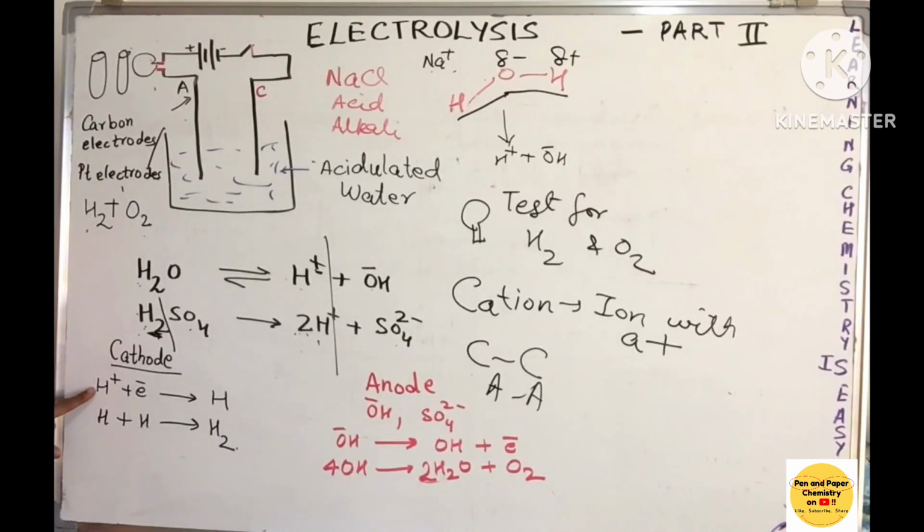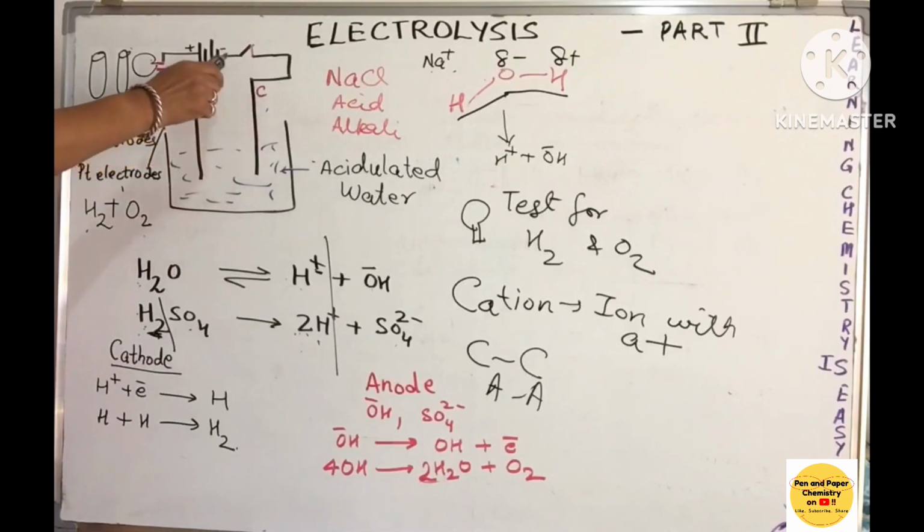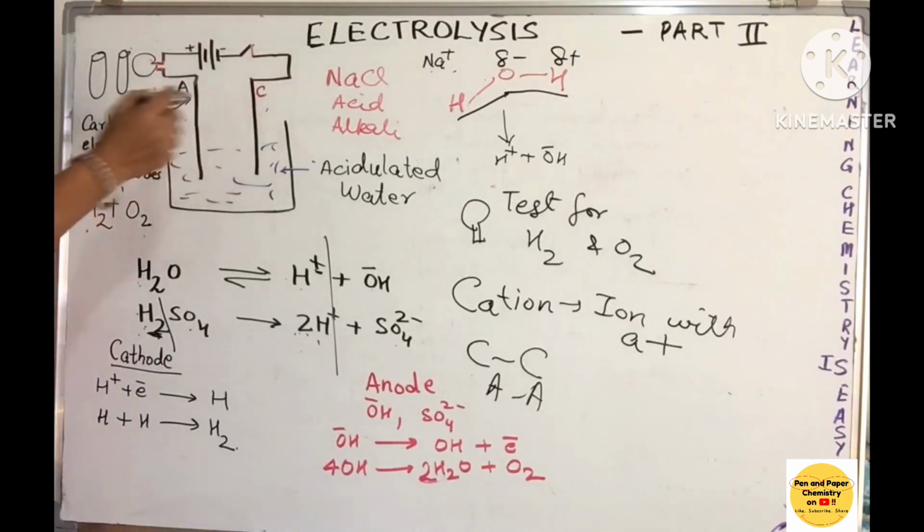Now H positive, it's restless, it's short of electrons, it wants to stabilize. You cannot remain restless for a long time. So at the cathode, what happens is H positive. Now which is our cathode over here? The one which is connected to the negative terminal of the battery. Negative terminal means something which is supplying electrons.